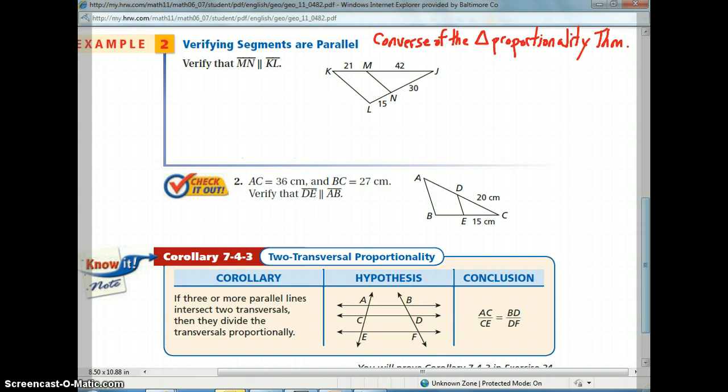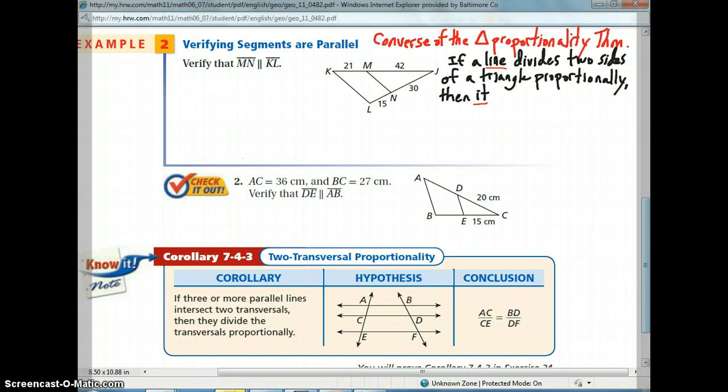Well, remember, converse is just when you switch the hypothesis and conclusion. You're switching the if and the then parts of the conditional statement. So now, this part comes first. If a line divides two sides of a triangle proportionally, then it, meaning that line MN, is parallel to the third side. Okay, so in other words, if you're going to tell me that KL is parallel to MN, you're first going to have to show me that the line divides the two sides proportionally.